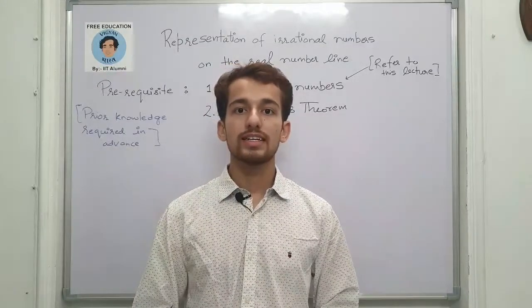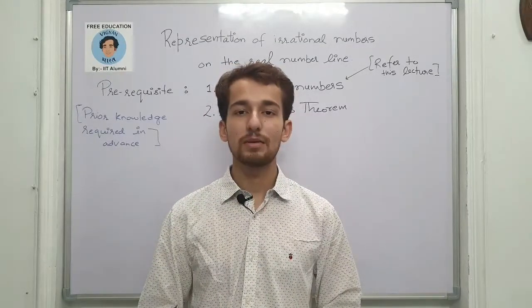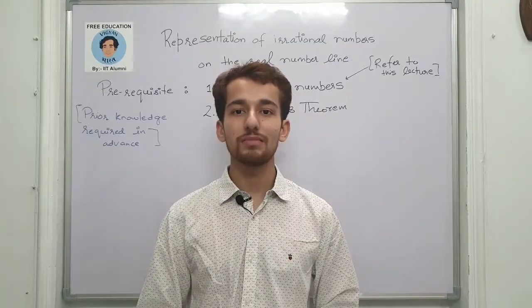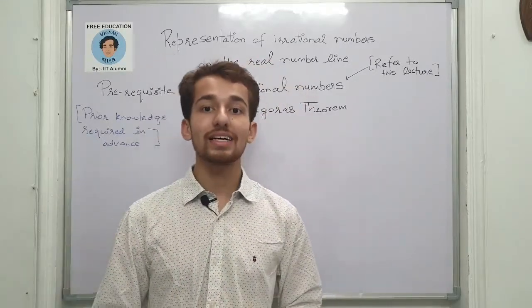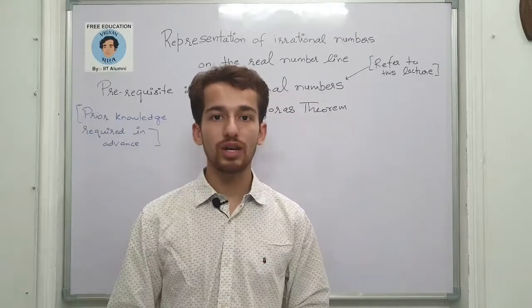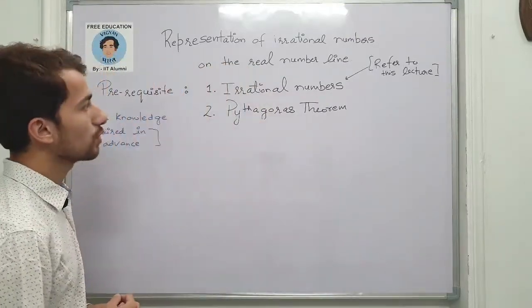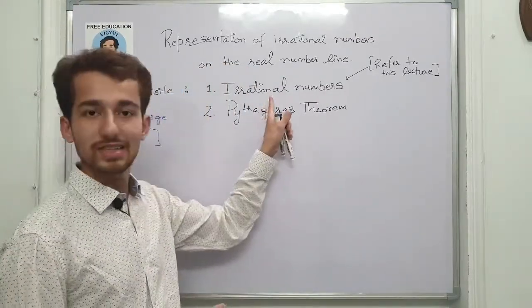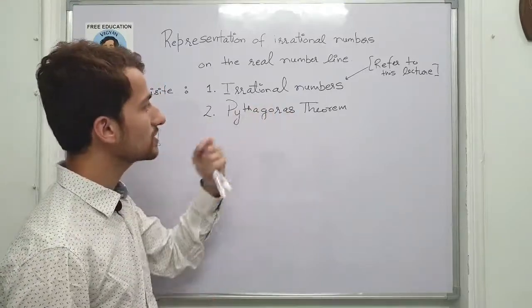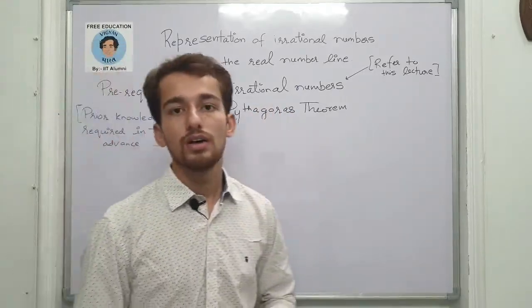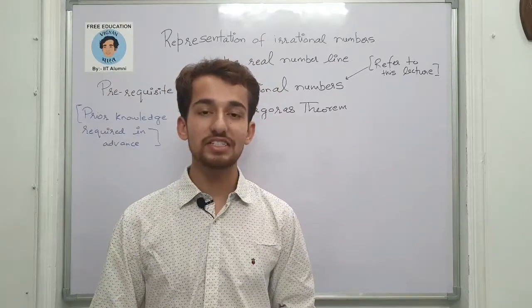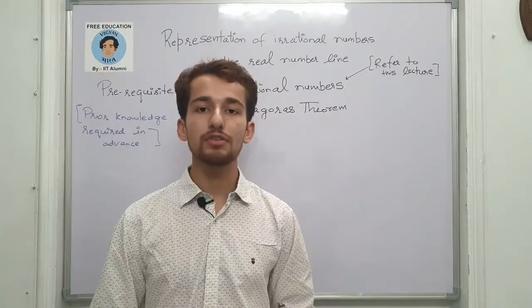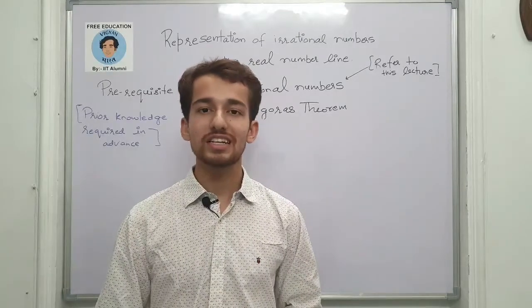Hello everyone. The title of today's lecture is Representation of Irrational Numbers on the Real Number Line. To understand the lecture, we require some prior knowledge. That is, we should know first what irrational numbers are, and second, some basic knowledge of the Pythagoras theorem. Those who are watching this video directly, I suggest you first refer to the videos on irrational numbers. So let's start today's lecture.